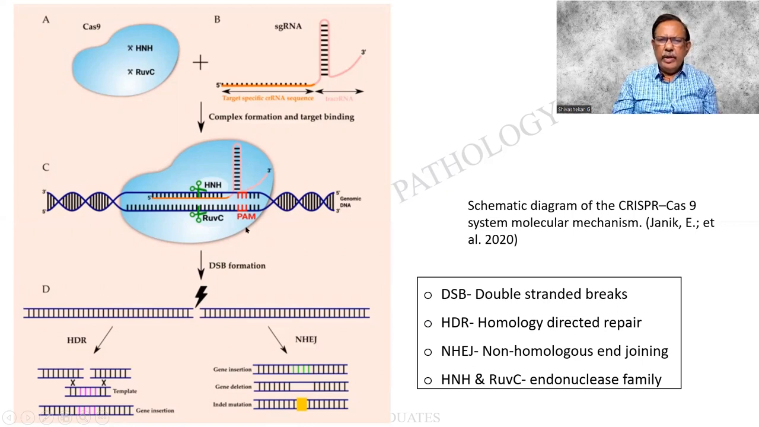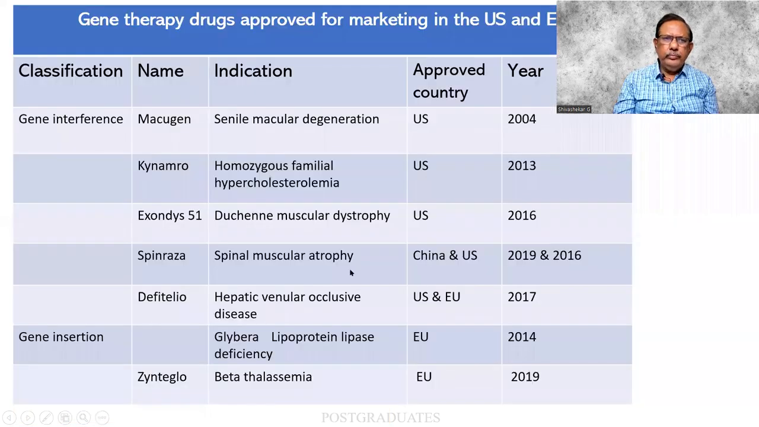So this is literally beyond us, but we shall have a concept about what is happening, and definitely we will at least mention CRISPR and Cas9. And these are the various classifications regarding the gene interference, gene insertion. And a lot of proper names have been there to protect or to indicate the place where it has been developed.